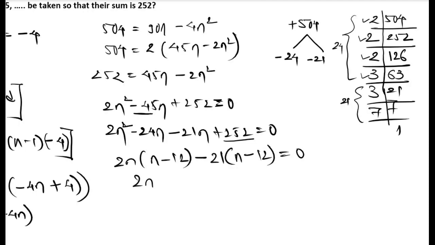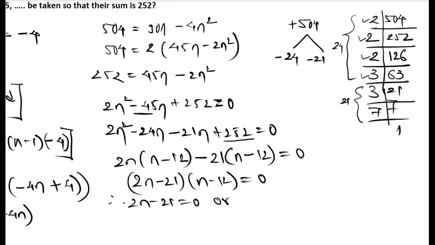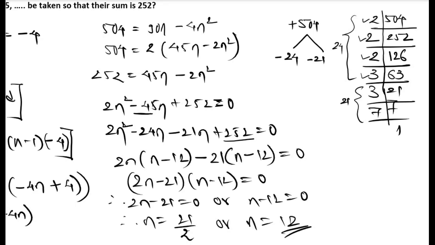So 2n minus 21 bracket n minus 12 is equal to 0. Therefore 2n minus 21 is equal to 0, or n minus 12 is equal to 0. Therefore n is equal to 21 by 2, or n is equal to 12. Now we already know the number of terms cannot be in fractions. So the answer is n equal to 12.